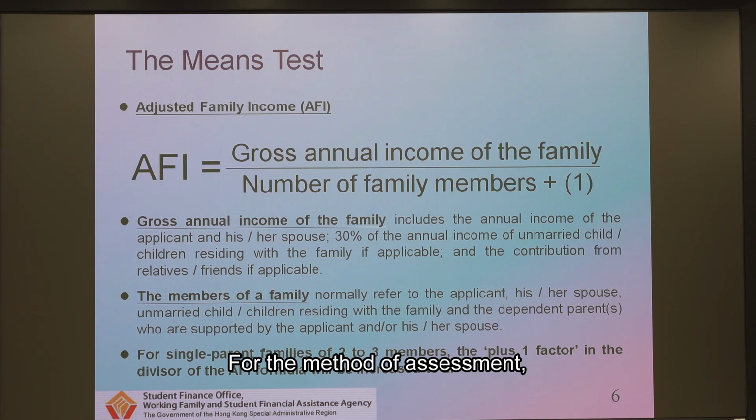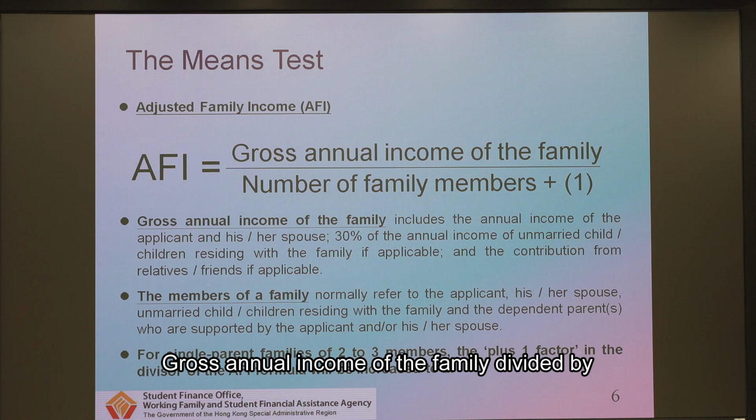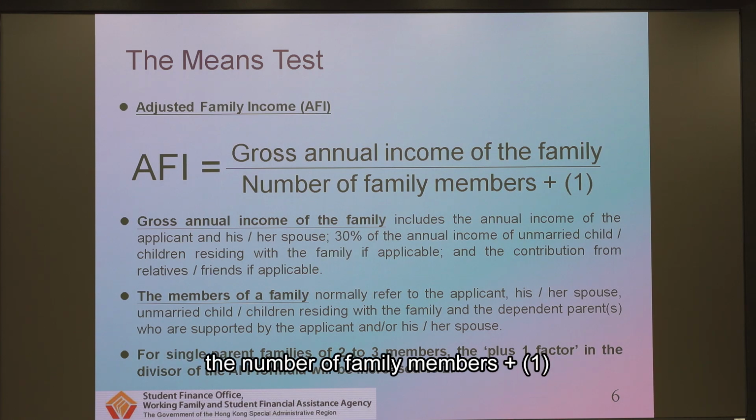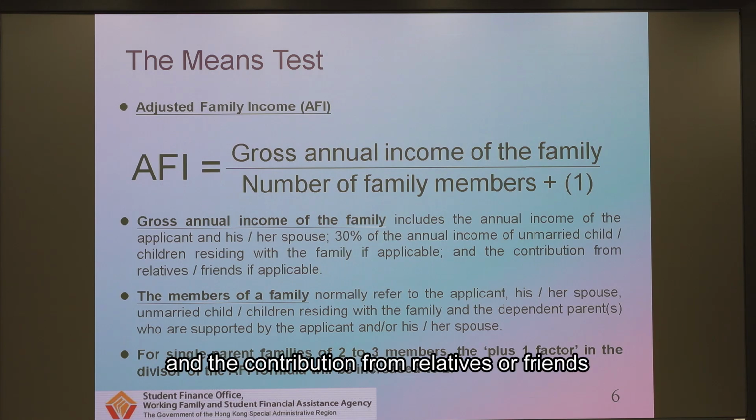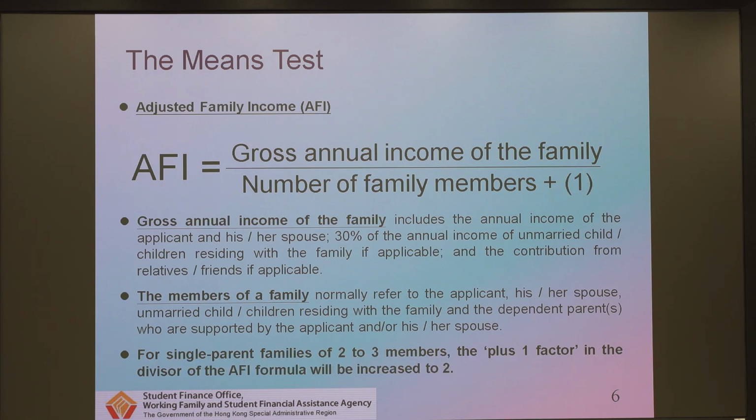For the method of assessment, we have the means test, the Adjusted Family Income Mechanism, that is the AFI here, which is used to assess the eligibility of a family for student financial assistance. The AFI is based on the formula: gross annual income of the family divided by the number of family members plus 1. The gross annual income of the family includes the annual income of the applicant or the spouse, 30% of the annual income of any unmarried child residing with the family, and the contribution from relatives or friends if there is any.